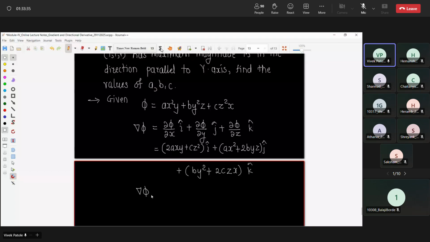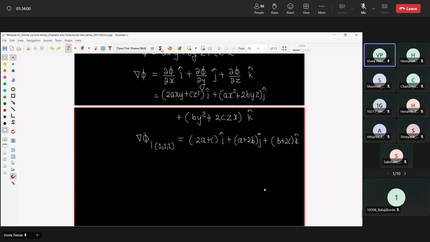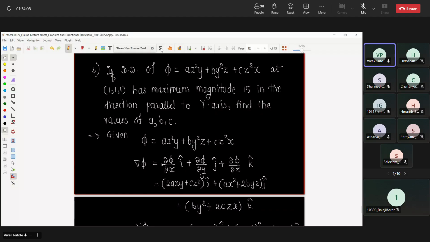Evaluate its value at (1, 1, 1). It will be (2a plus c) i cap plus (a plus 2b) j cap plus (b plus 2c) k cap. Okay, so we evaluated del phi, right? Now what is given in the problem, we have to read it again. We have been given that the maximum magnitude of the directional derivative is 15.